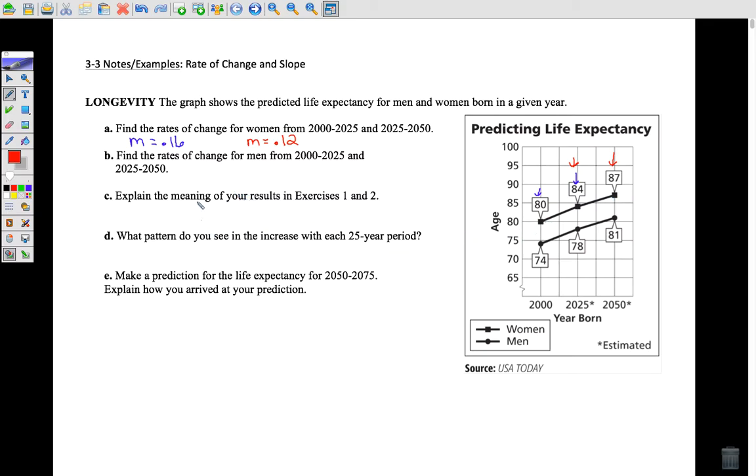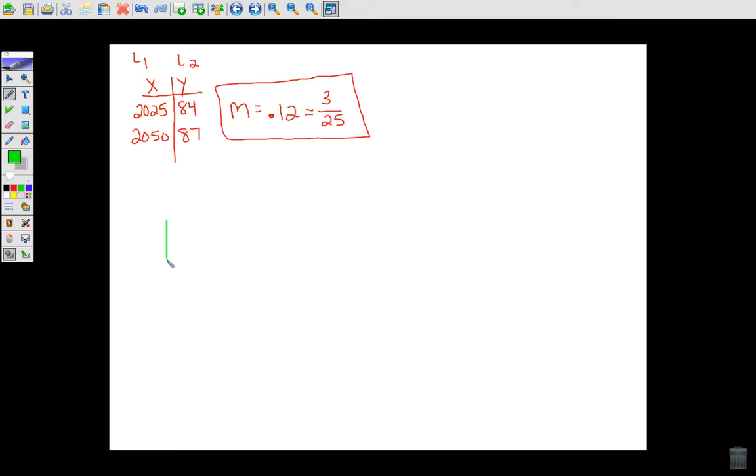All right, so now we're going to do the same thing, except this time we're doing it for the men. So we're going from 2000 to 2025, so I'm going to use the number 74 and 78. So I'll just go back over here to this paper. And like I said, if you want to write this somewhere on here, that's completely fine. I just don't have enough space to make it nice and neat. So this is for the men. Going from 2025.